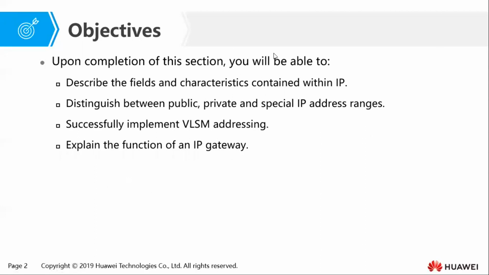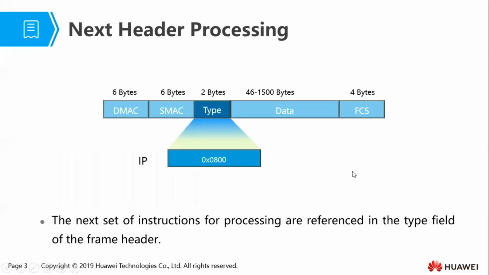By the end of this chapter, you should be able to, Bethwell, you can just enable your mic and help us read these objectives. Be able to identify the fields and characteristics contained within IP to distinguish between public, private, and special IP address ranges. 3. Successfully implement VLSM addressing. And 4. Explain the function of an IP gateway. Exactly. Okay. So we're going to learn about all those things here.